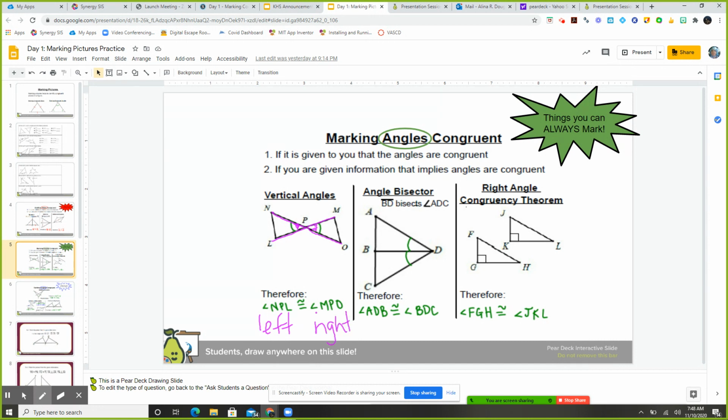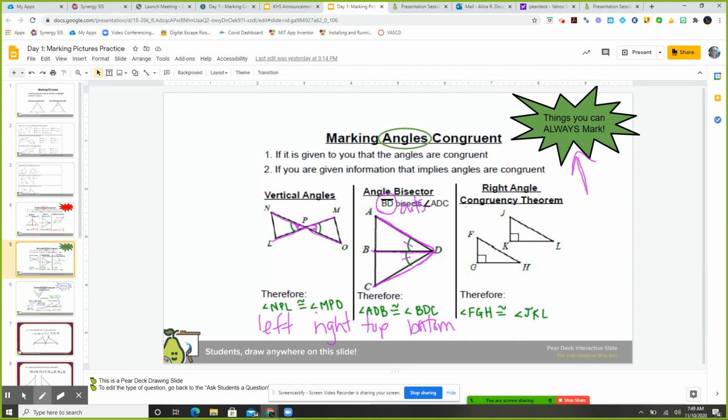Okay, but we can always mark vertical angles. You can always mark these things. You do not have to be told them. If I have an angle bisector, again, BD cuts ADC. So ADC is this big angle here. That means these two things are going to be congruent because BD has cut it in half. So ADB is the top angle and BDC is the bottom angle. Does that make sense? These are just definitions. We learned these vocabulary terms a long time ago. We're just bringing them back and applying them now.